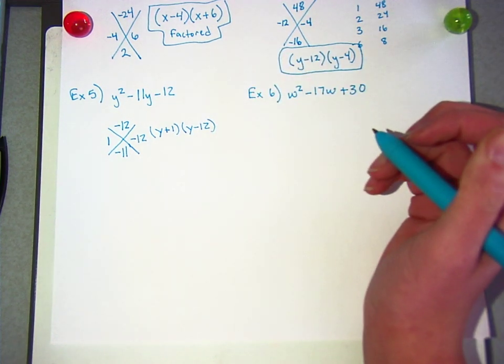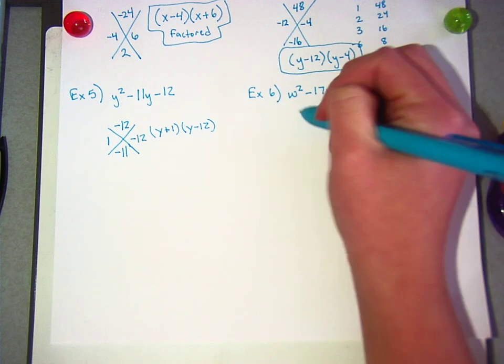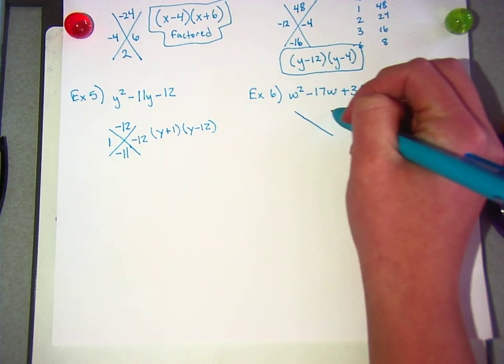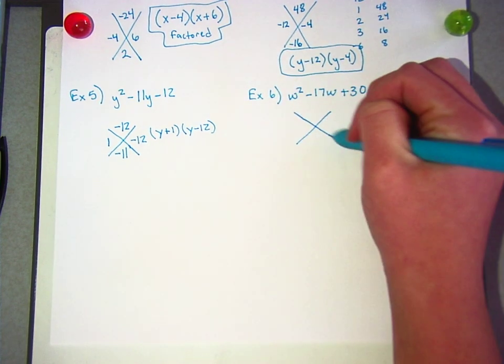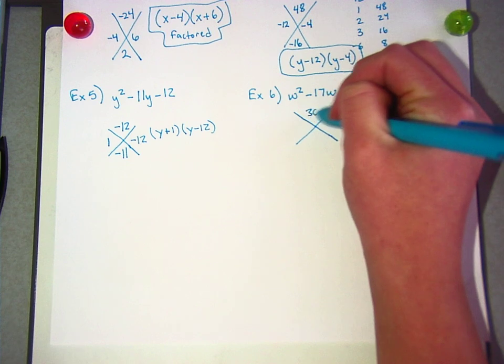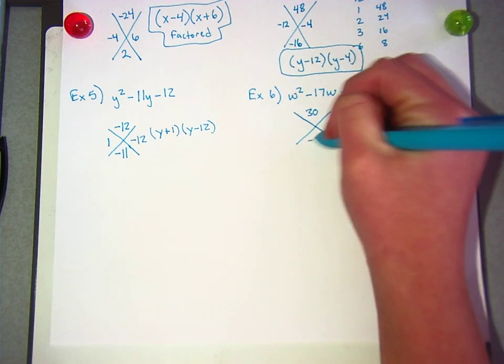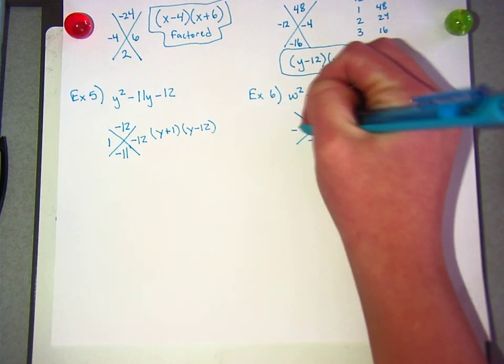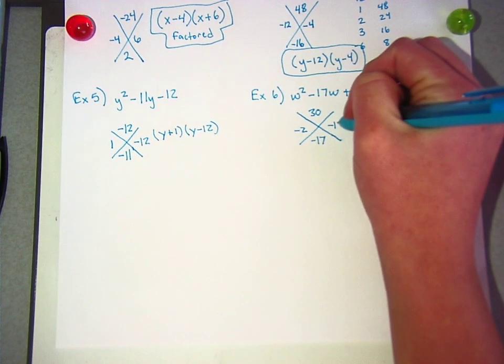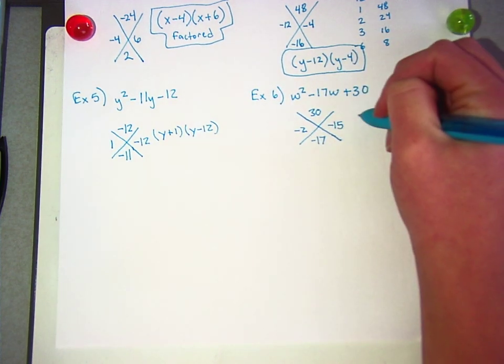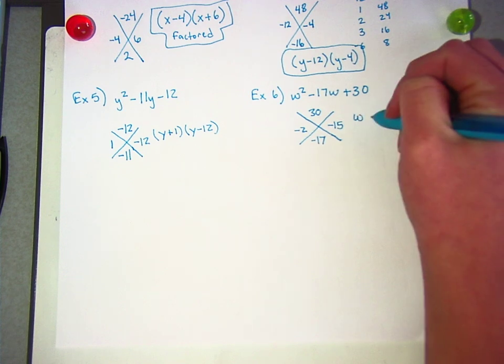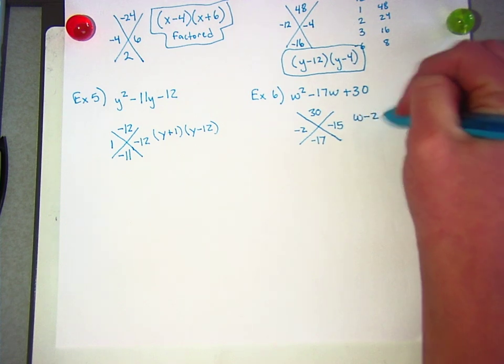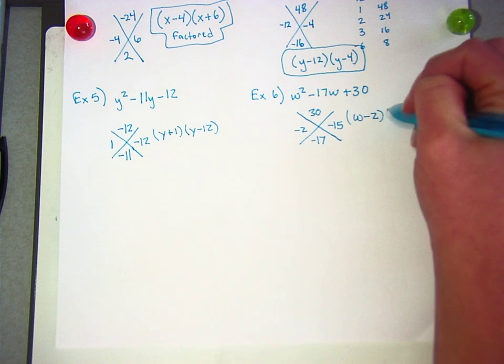And then the next one, you put 30 at the top of the X after you make the X. And then you put negative 17 in the bottom. And then negative 15 and negative 2 equals 30 and negative 17 at the same time. So then it would be W minus 2 and then W minus 15.